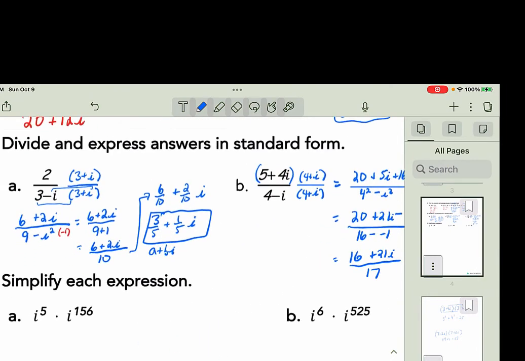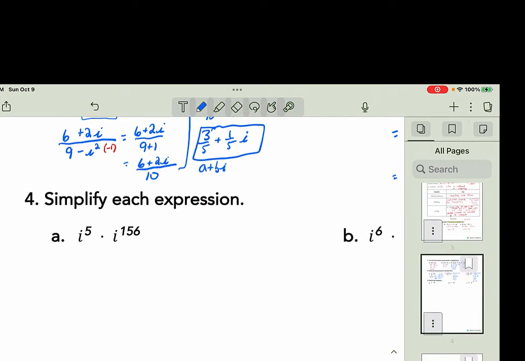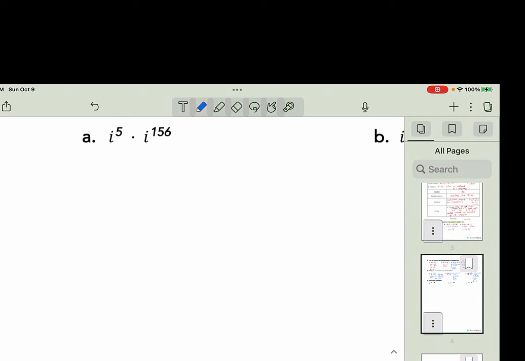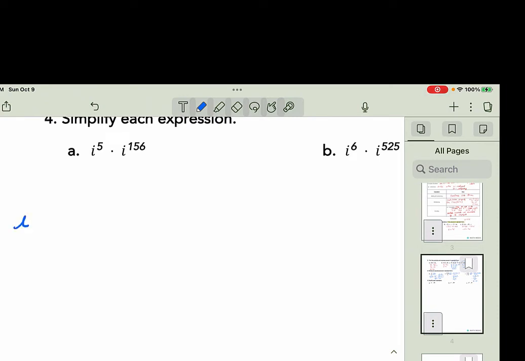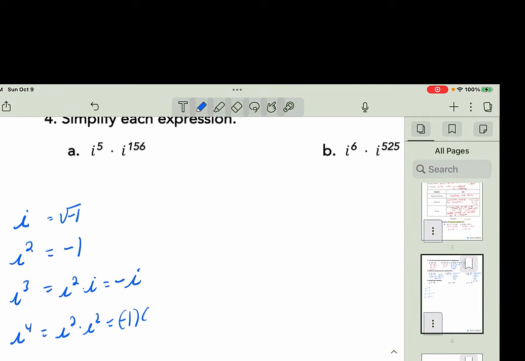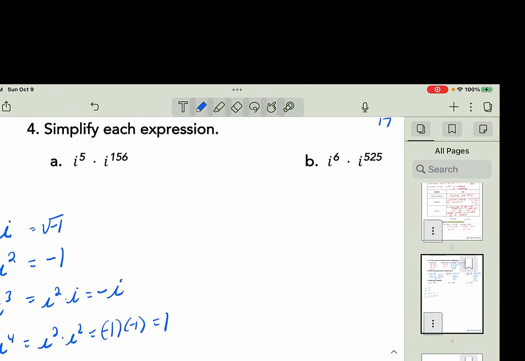Okay, so let's go ahead and start simplifying some expressions as well with i. So one thing that we did, and I want to point out, is this. If I were to do a table, and I said, okay, I have i, which of course equals the square root of negative 1, and then I have i squared equals negative 1, i cubed equals i squared times i, which equals negative i. i to the fourth equals i squared times i squared, which equals negative 1 times negative 1, which equals 1. And then I go to i to the fifth, which equals i to the fourth times i, which is just 1 times i, which equals i.